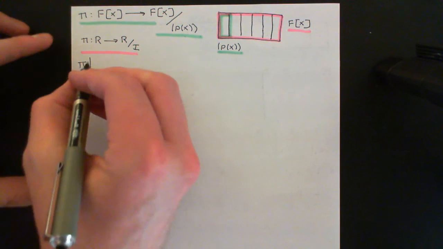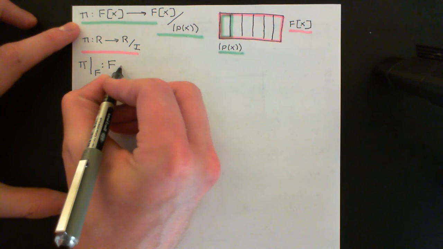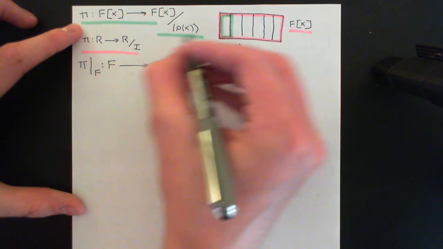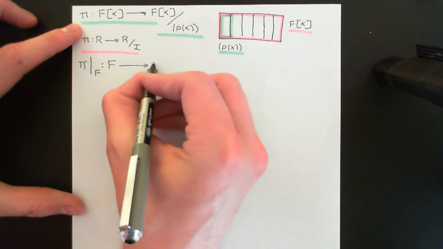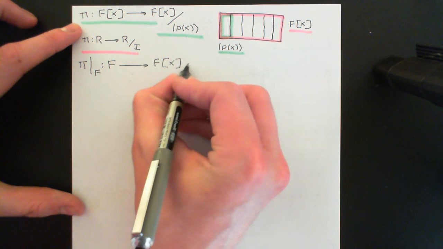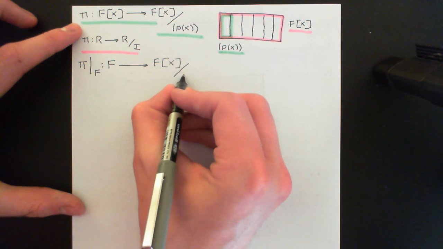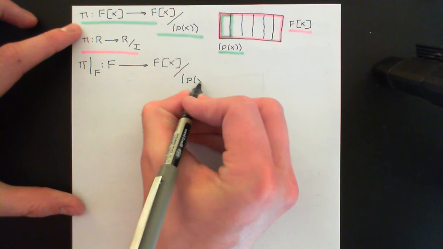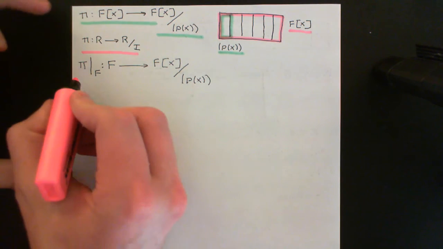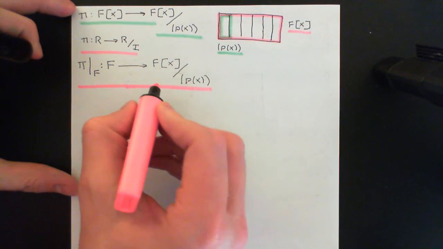Right, so we're going to now restrict our mapping pi to the field capital F, and it's going to work the exact same way. You're just going to map all of the constant polynomials, all of the elements of F, onto the coset in this quotient ring that contains them. So it's going to be a mapping from F to this quotient ring, the ring of polynomials over the field capital F, quotiented out by the principal ideal generated by this polynomial p of x here. Now, the first thing that I need to argue is that this is still a ring homomorphism.